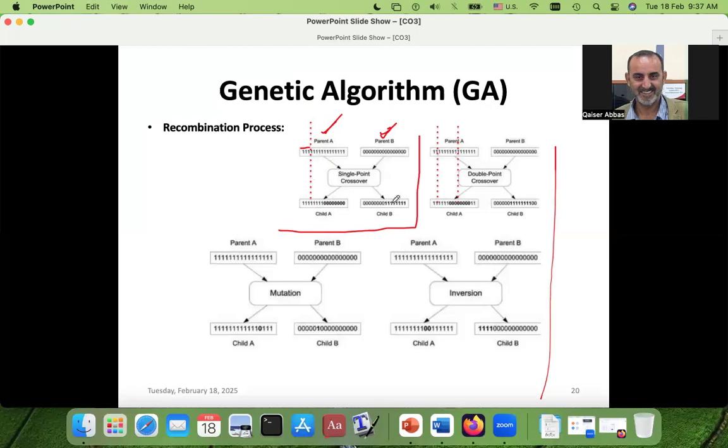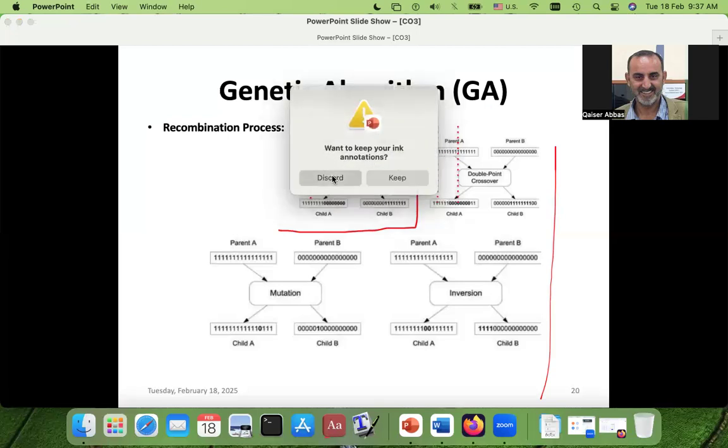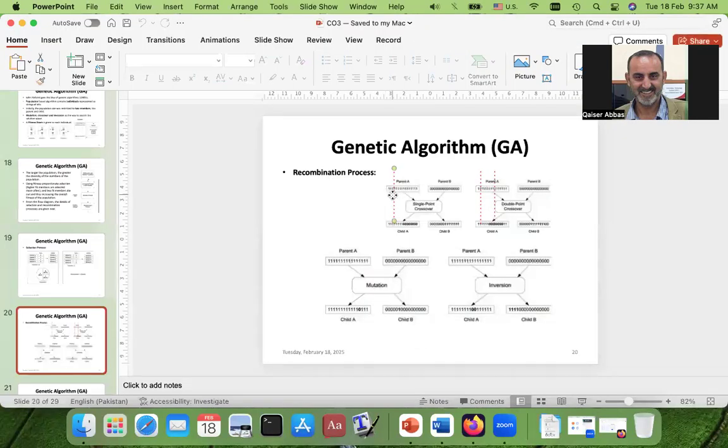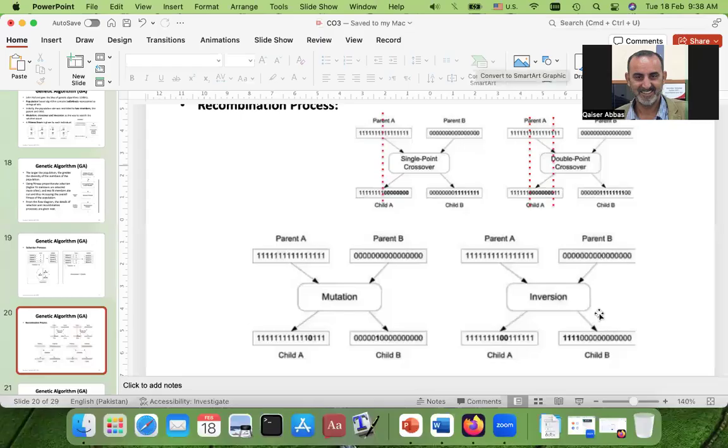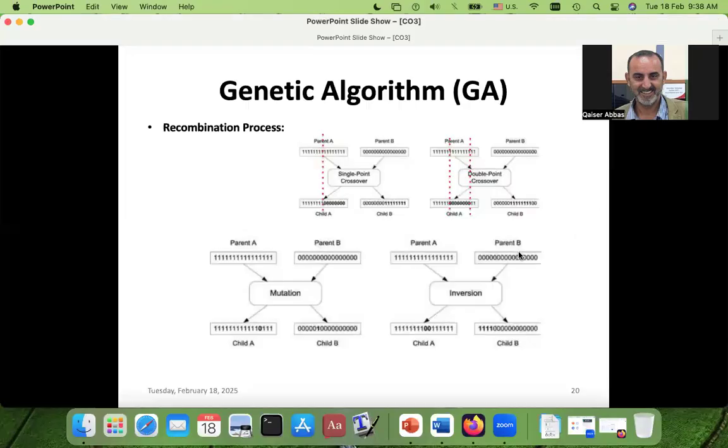So here, this diagram is a little disturbed. I have to make the modifications. Just a minute. So now I have realigned these lines because previously it was not in the correct position. So now this is the single point crossover.